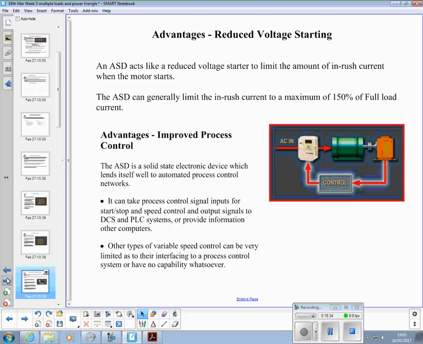Okay? Take process control signals for start-stop, speed control from a PLC. It could take a signal to say how fast you want this system to run, and so on. Other types of variable speed control can be limited as to their interfacing with process control systems. But these inverters or ASDs are particularly good for this.